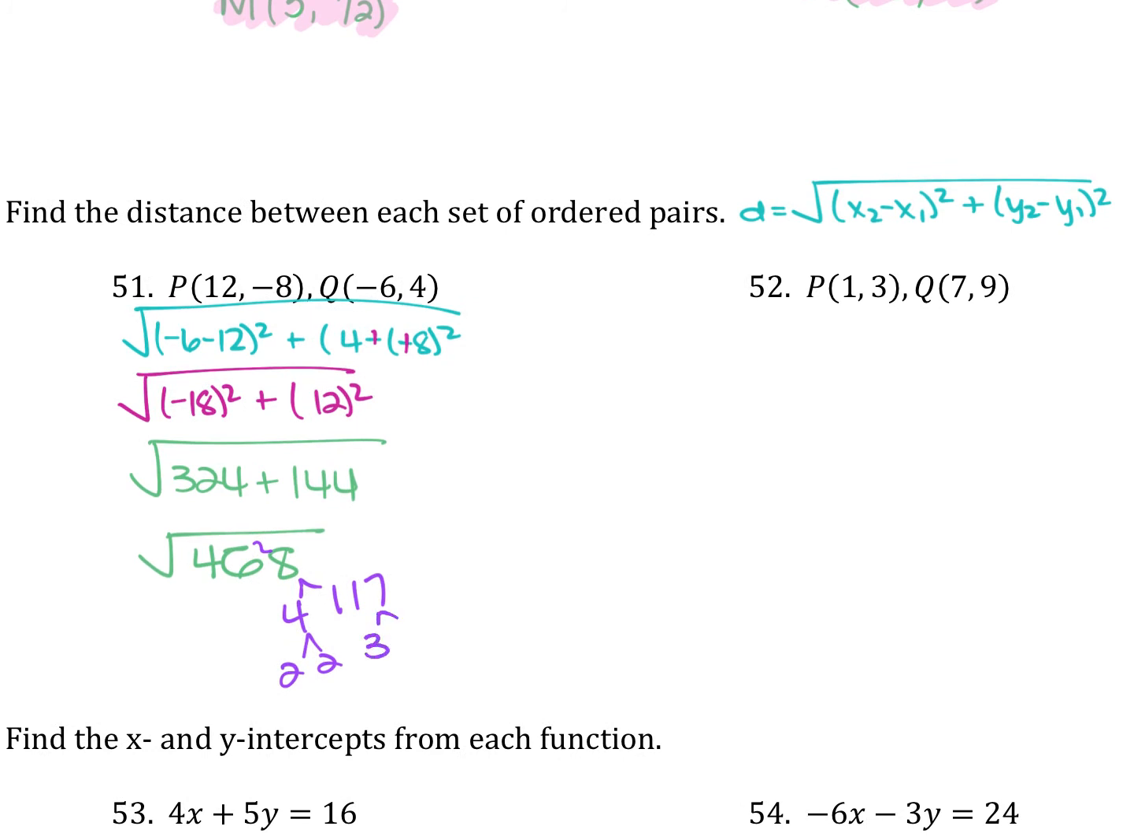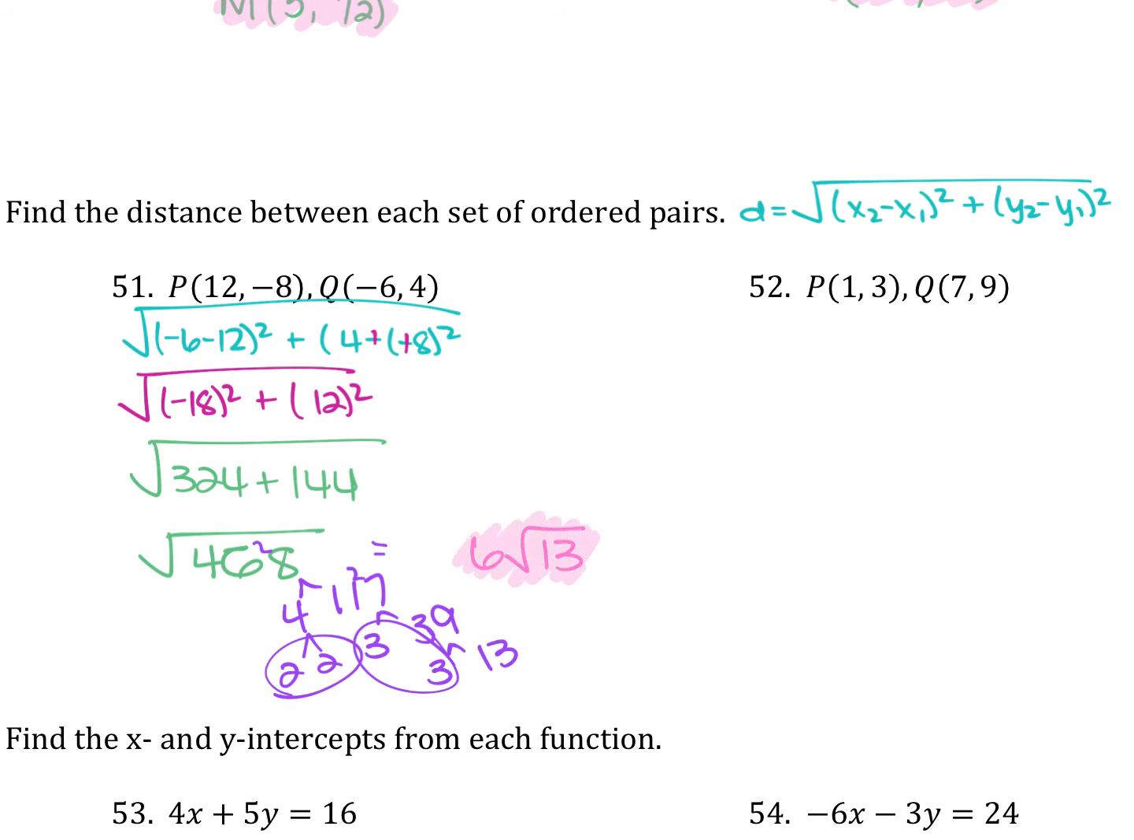This is divisible by 3. 3 goes into 11 3 times with 2 left over. 3 goes into 27 9 times. So this is 3 and 13. Your 3's pair up, your 2's pair up, so this is equal to 6 square root 13.